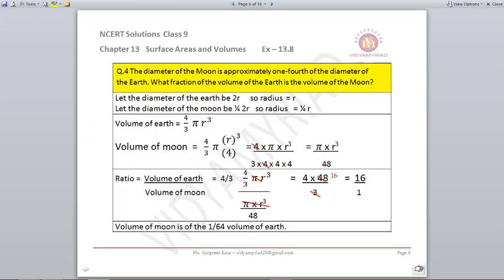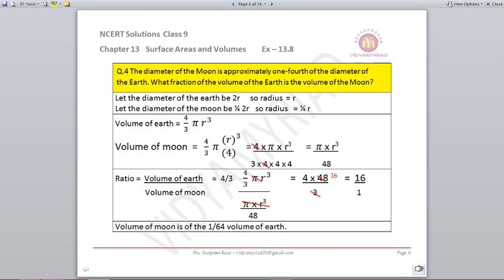Let's find out the volume of earth. It will be 4 upon 3 pi r cube. It will remain as it is because the radius is r only. Now let's find out the volume of moon. In the case of moon, the radius is 1 upon 4 r, or we can write it as r upon 4. When you solve this, you get pi r cube upon 48.